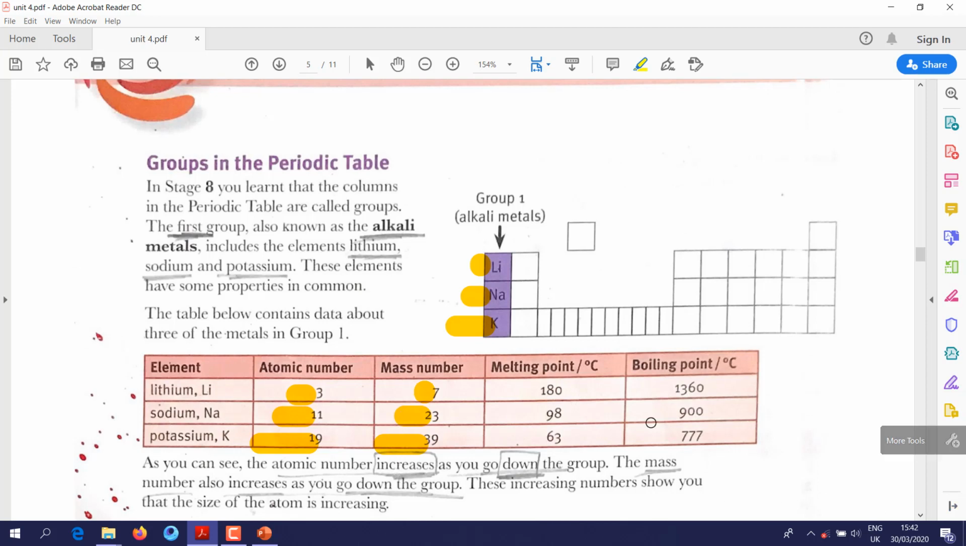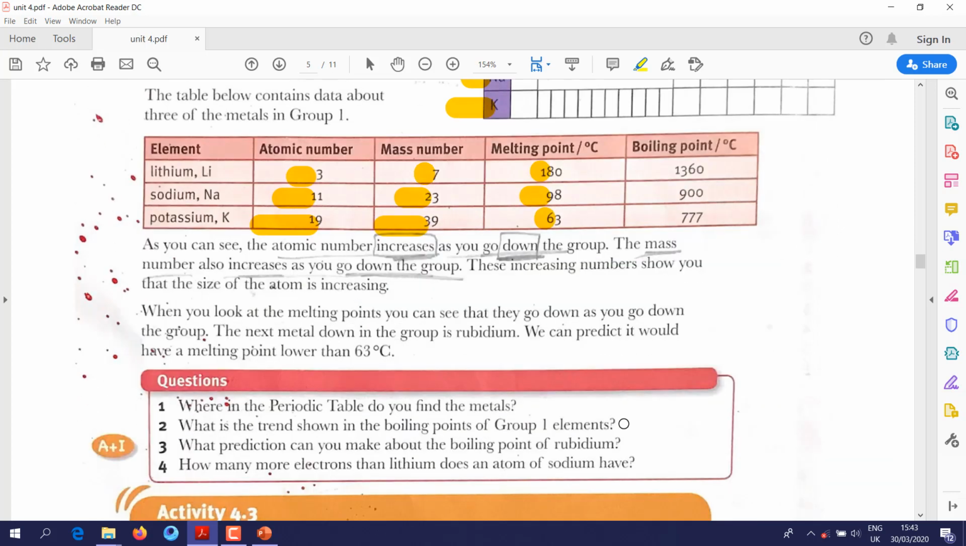But this is opposite to the melting point and boiling point. For example, here lithium, the melting point of it is 180. But if you go down to sodium, you will see it's 98. And here it's 63. The same thing is with boiling point. So, the trend for group number 1, alkali metals: the atomic number and mass number increase as we go down, but melting point and boiling point are the opposite.